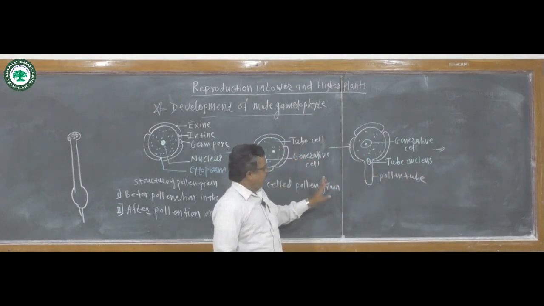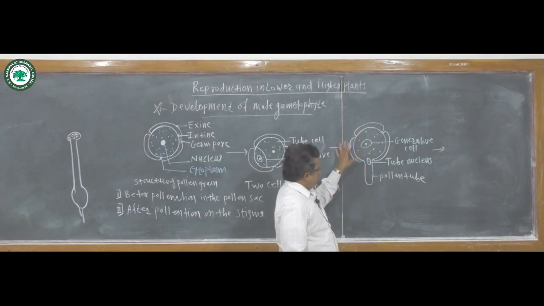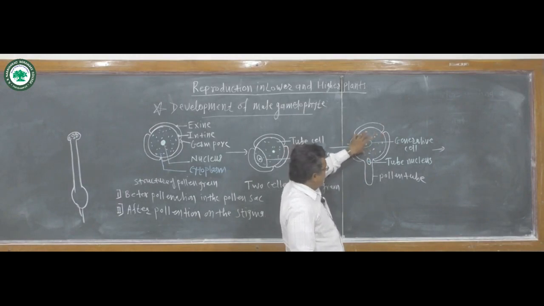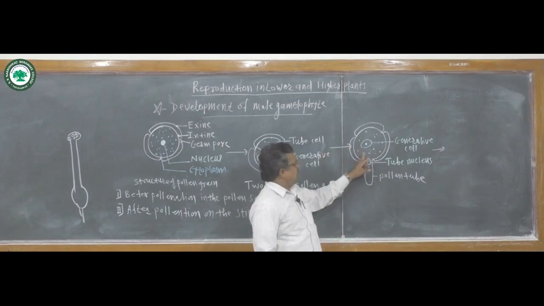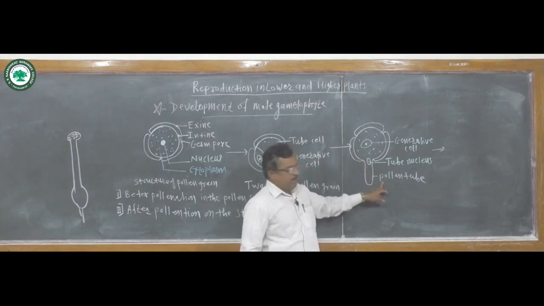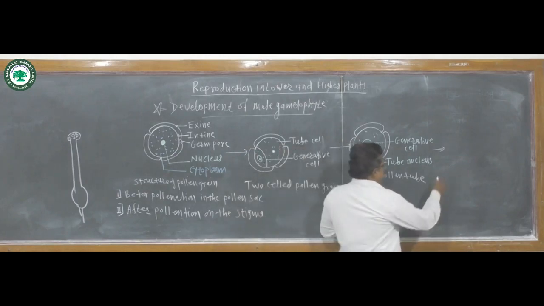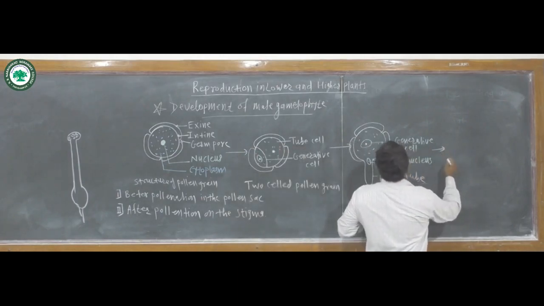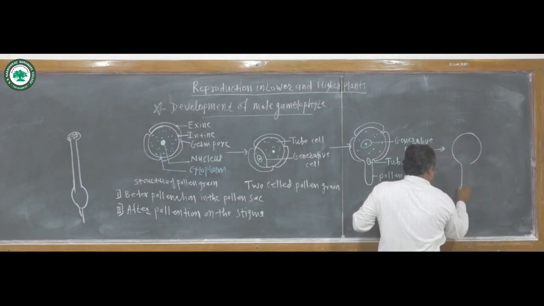When the sugary substance is absorbed, the size of the pollen grain increases, the protoplast increases, and due to this pressure is created. Due to this pressure, the pollen grain germinates, meaning it produces the pollen tube, and this pollen tube comes out through a germ pore.